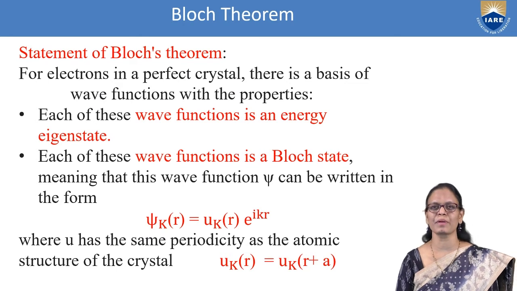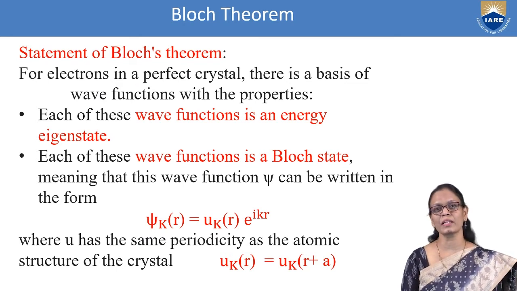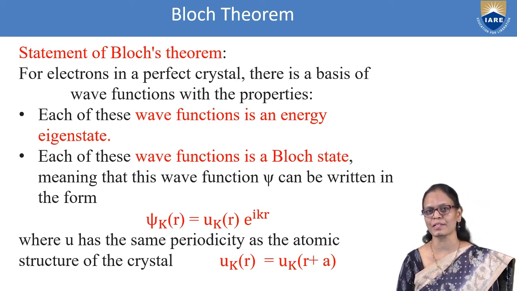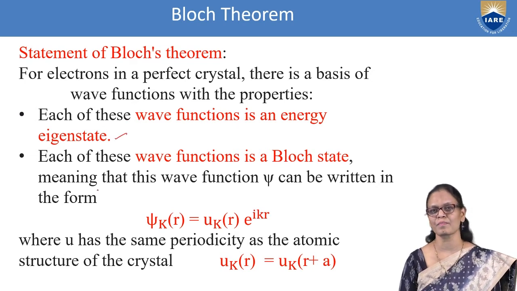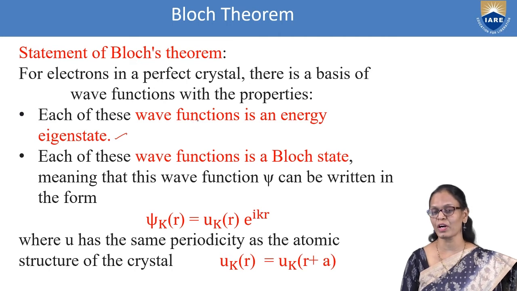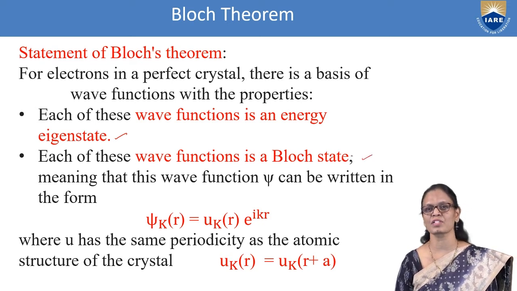Now what does the statement of Bloch theorem say? For electrons in a perfect crystal, there is a basis of wave functions with the following properties. Each of these wave functions is an energy eigenstate. So now we are talking about the wave function and relating it to the energy eigenstates. The energy values represent the eigenstate. Then each of these wave functions is a Bloch state.